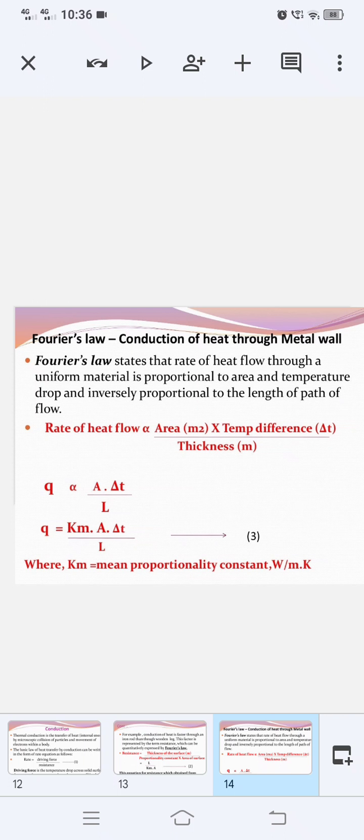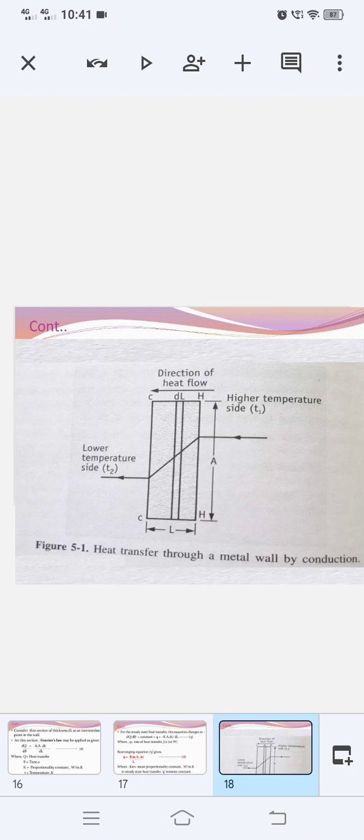Now understand Fourier's law by this diagram. Fourier's law can be applied to a metal wall through which the conduction of heat is taking place according to the diagram. Just see the diagram. First is the A that is written here at the right side. A is the area of the wall, that is capital A, and meter square will be the unit for that. Now capital L is the thickness of the wall.